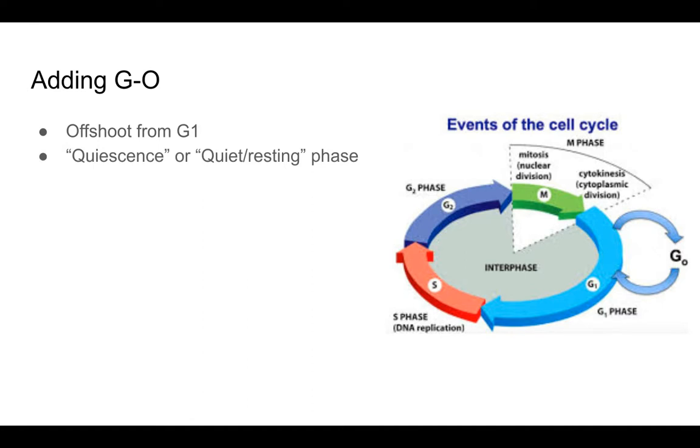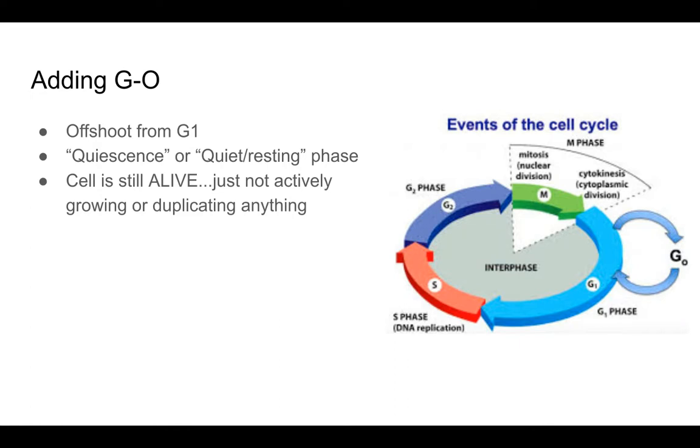This is a quiet or resting phase that some, not all, but some cells exist in. They can exist for their whole life in G0, just hanging out. They're metabolically active and alive, but they're not actively growing and working their way towards the M phase, division. And so you might see this word quiescence related to it. Think about quiet. It's a very calm state where we don't see a ton of active growth. So remember, the cells are still alive. They're just not actively growing or duplicating anything here.